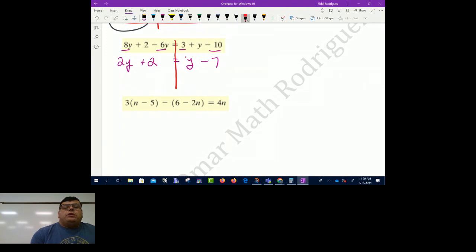Y'all, the smaller one, that's a 1y, that's 2y. So 1y is smaller. I'm going to go minus 1y, minus 1y right here. Okay. So look, y'all, 2y minus 1y is 1y, plus 2 equals negative 7.